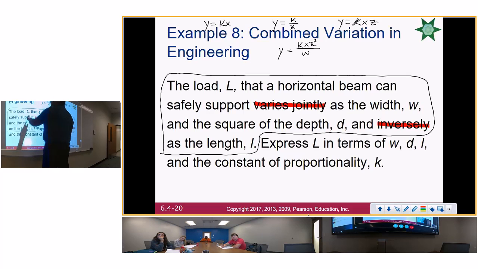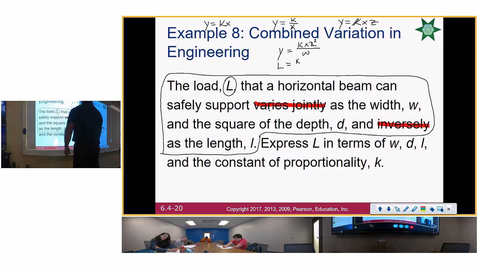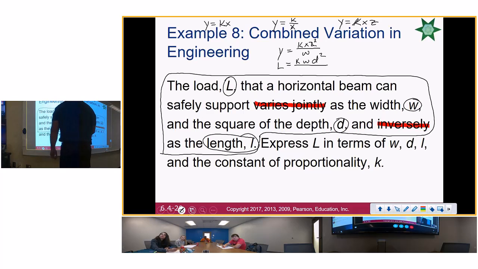What comes first? L is equal to K. What's next? W or W, depending on where you're from. So I'm going to make that X a W. And then the Z is what? D. So that's going to be D squared over, and what's the last one? L, little l. So there is your formula.